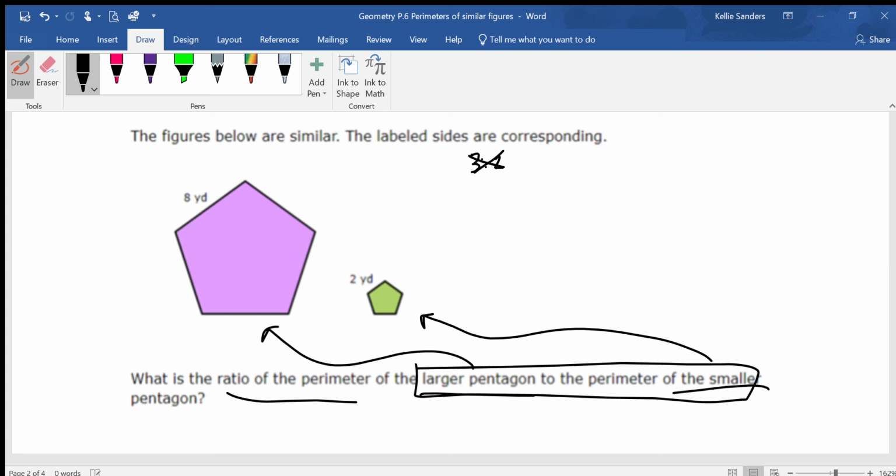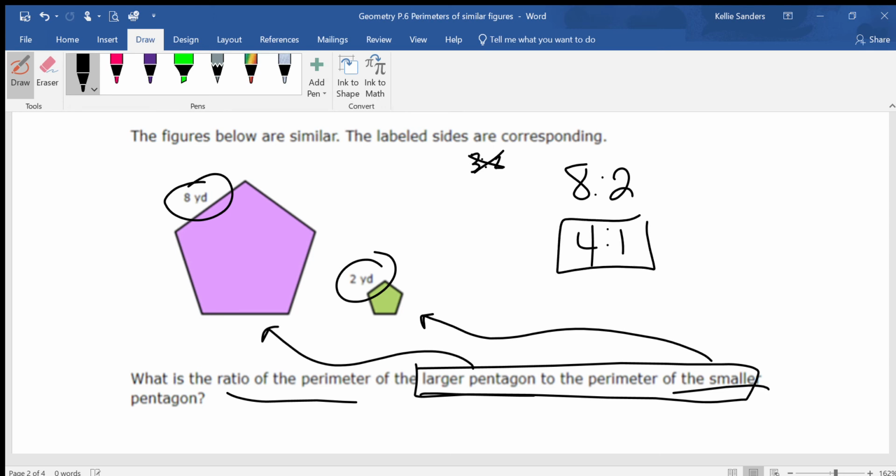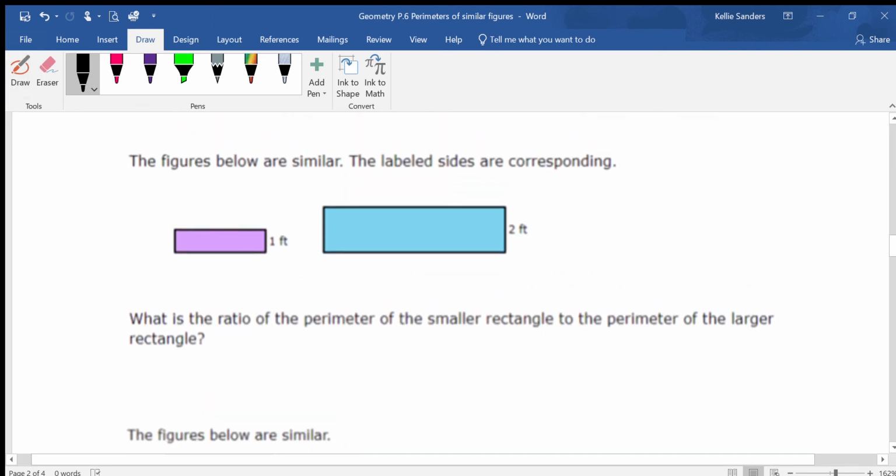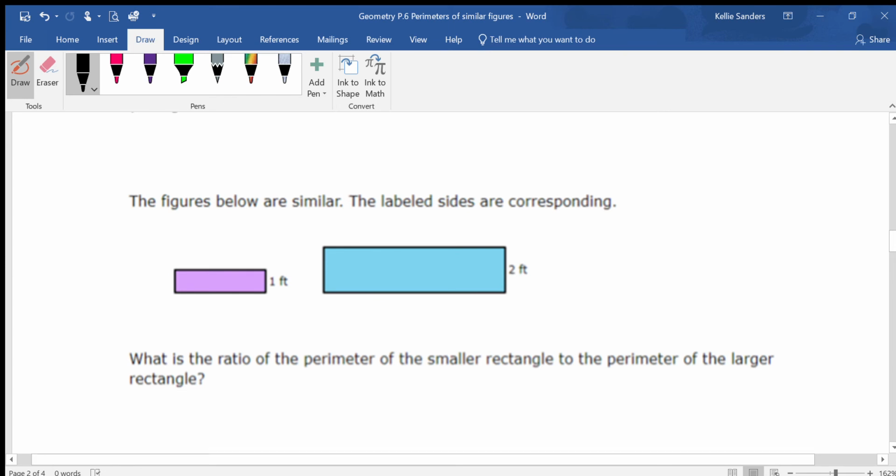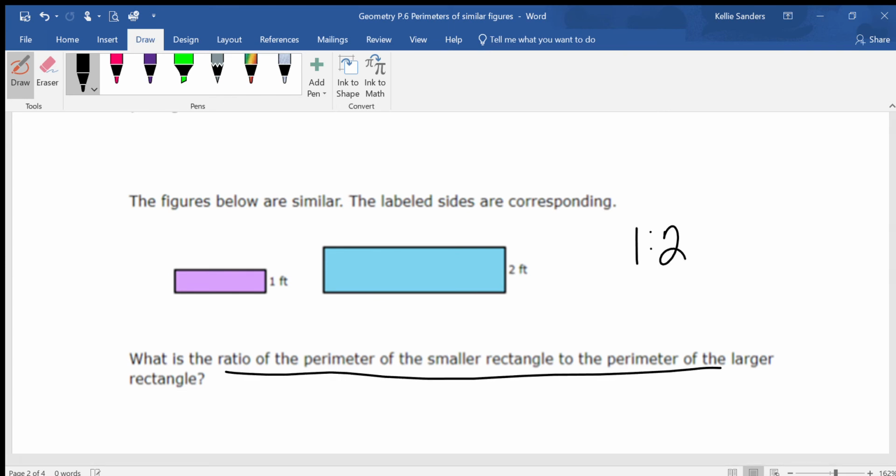Okay, so this would be 8 to 2, because that's 8 and that's 2, but you need to reduce it, so 2 goes into both of those, so it'd be 4 to 1. That would be the ratio. I think that's what the instructions say on that. What is the ratio of the smaller to the larger? So 1 to 2. 1 and 2 do not reduce, so that would be the answer.